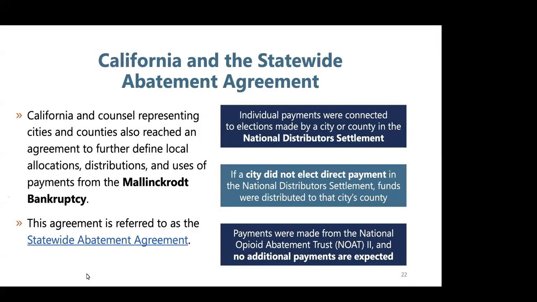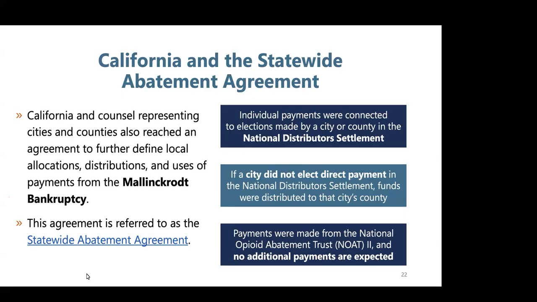So it followed a very similar structure to how we got our state subdivision agreements. Basically, we took the national document and made a specific one that is more in line with how California wanted it to be structured. Now, these payments for Mallinckrodt have completed. We do not expect any more Mallinckrodt payments to be made. I think the last payment was made in state fiscal year 24-25.